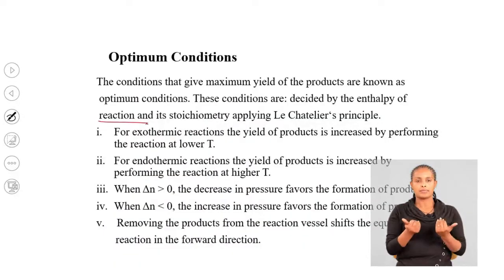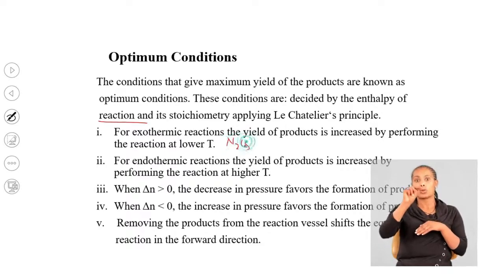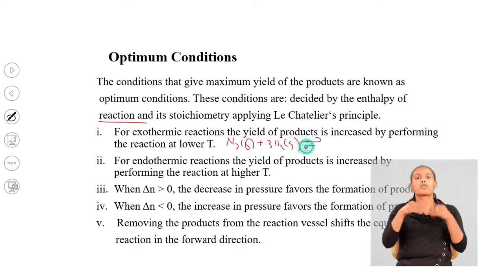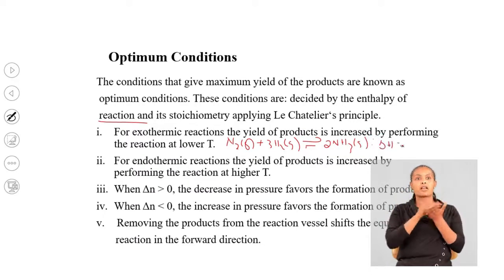Now, for an exothermic reaction, take the formation of ammonia from its elements by the Haber process: nitrogen gas, N2, plus 3H2 gas, H2, to form ammonia, 2NH3 gas. Delta H for this reaction is minus 92.2 kilojoules. You see? The forward reaction is exothermic.